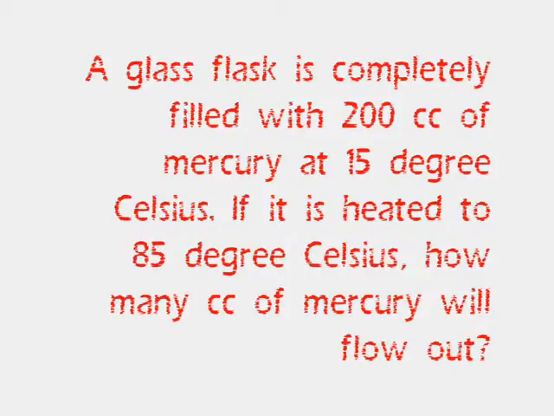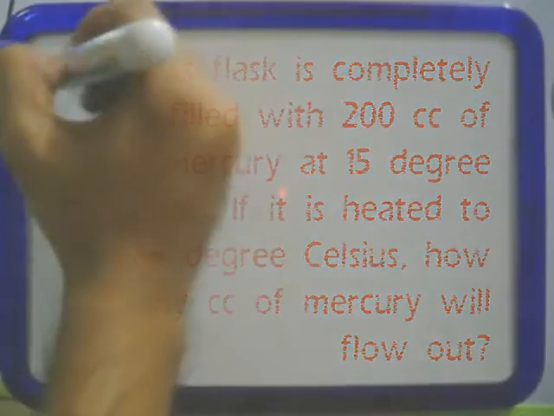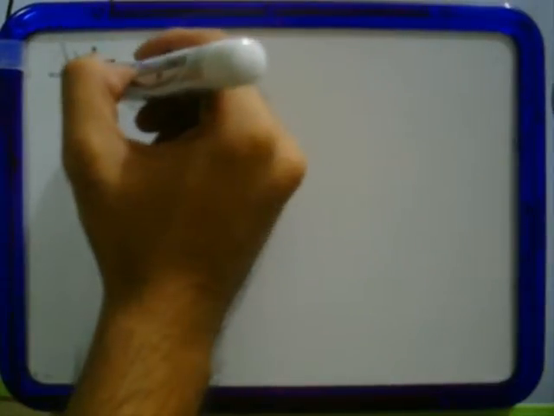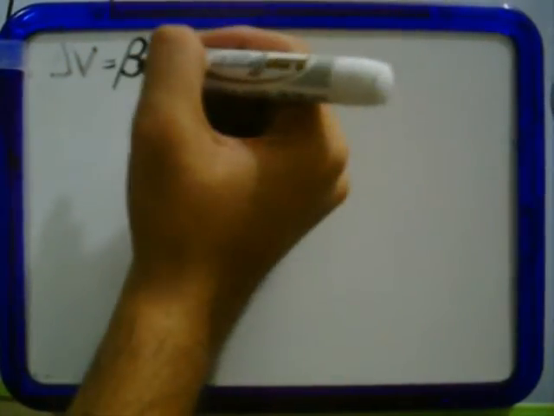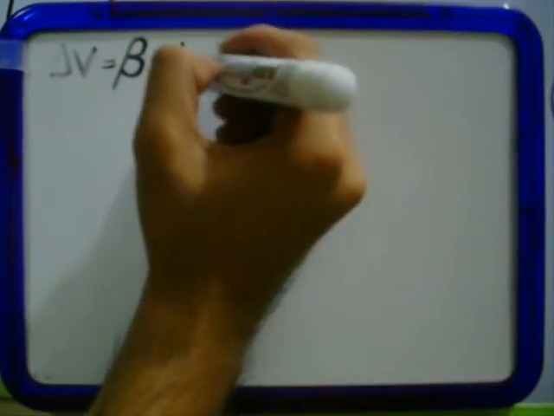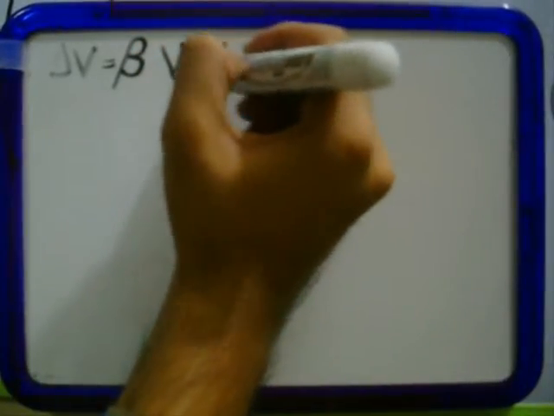A glass flask is completely filled with 200 cubic centimeters of mercury at 15 degrees Celsius. If it is heated to 85 degrees Celsius, how many cubic centimeters of mercury will flow out? Change in volume is equal to the product of coefficient of volume expansion, initial volume, and change in temperature.